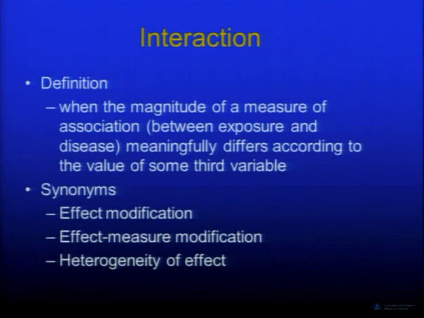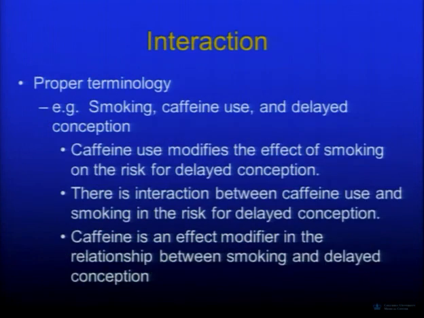And think about how you would express this if I asked you about this. So this was a slide from the class then, and if you're looking at smoking, caffeine use, and delayed conception, you could say that caffeine use modifies the effect of smoking on the risk of delayed conception, or there is an interaction between caffeine use and smoking in the risk for delayed conception, or caffeine is an effect modifier in the relationship between smoking and delayed conception. Any of these would really be reasonable.